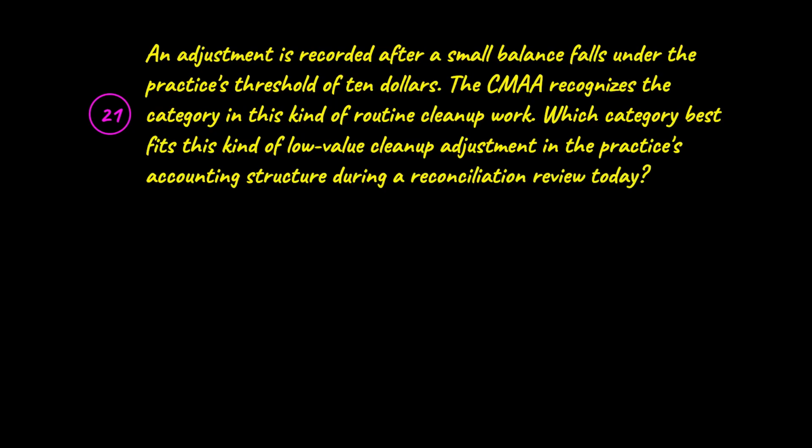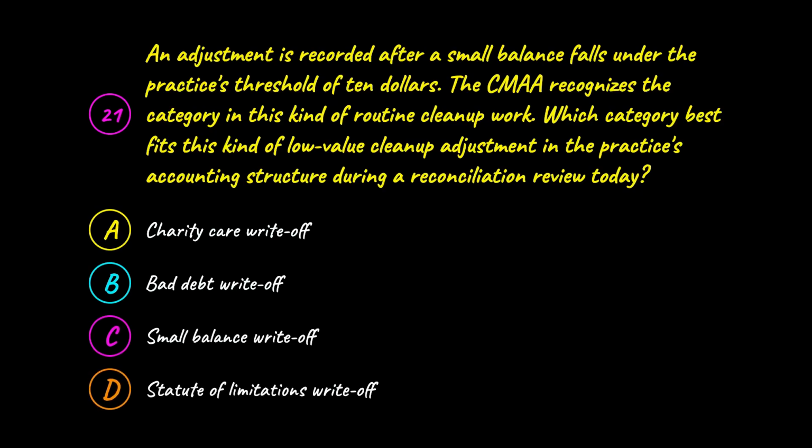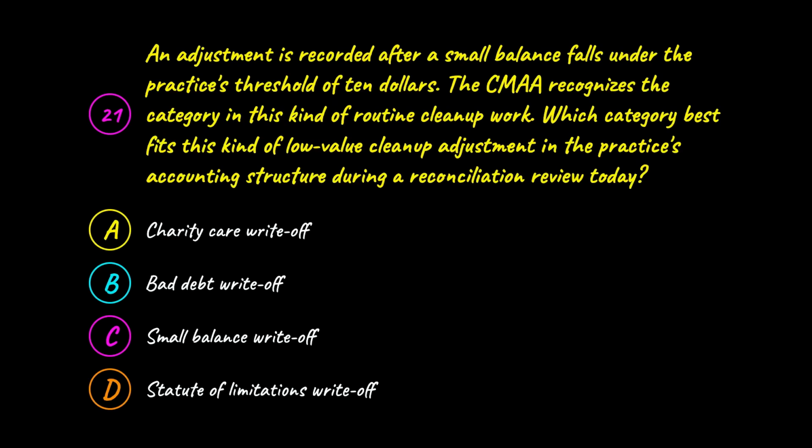Your options are A. Charity care write-off, B. Bad debt write-off, C. Small balance write-off, D. Statute of limitations write-off. Pick one. Trust your gut. Here's your chance to test yourself.